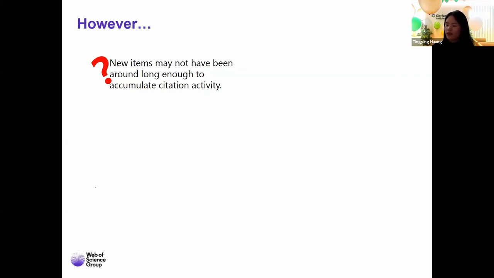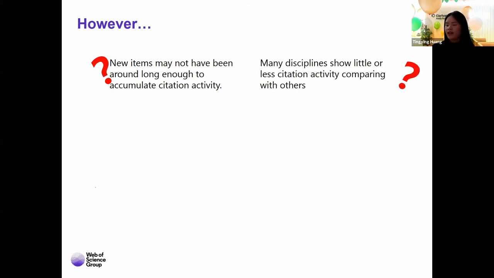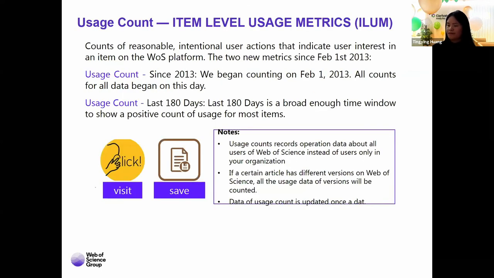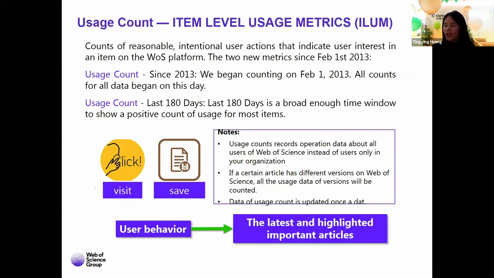So how does Web of Science deal with this kind of problem? Actually, Web of Science provides us with another indicator named Usage Count. Let's talk about it. Usage Count is an item-level usage metric that calculates the times of visiting and saving of records on the Web of Science platform. It turns qualitative user preferences and user behavior into a quantitative usage count number. Further, it helps us identify the latest but also highly important papers.